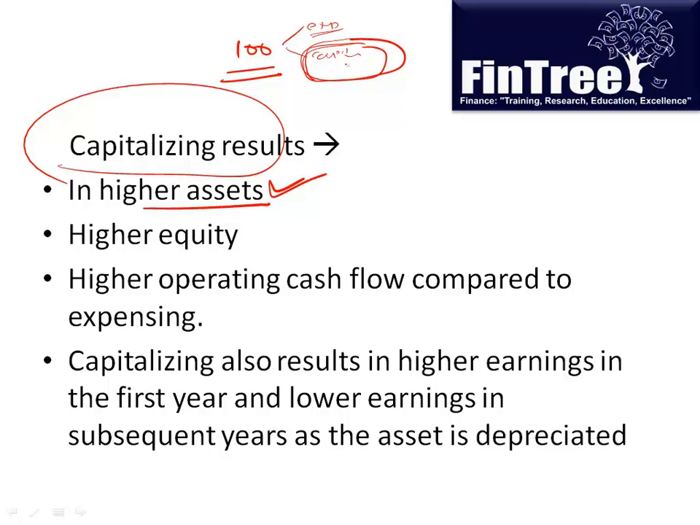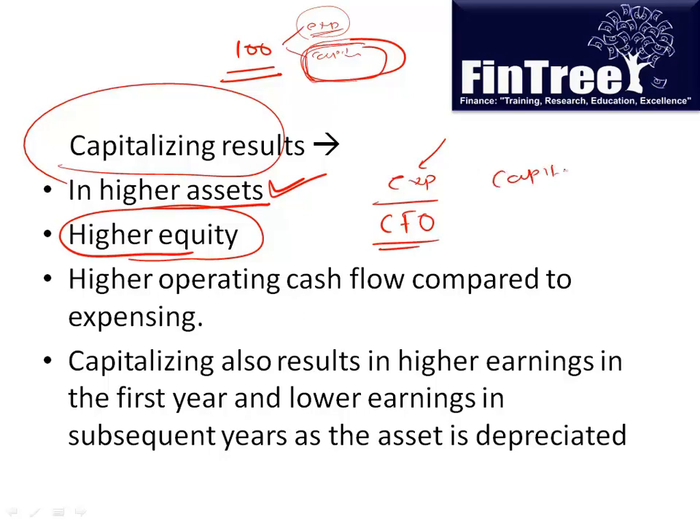The fact that you've capitalized means you have less expenses. Less expenses will mean more profit. Therefore, the amount of equity will be higher, because ultimately your profits add up to your equity. If I show it as an expense, it would be an outflow from cash flow from operations. But if I capitalize, it would be an outflow from cash flow from investments, because it's like purchasing an asset. Therefore, I get a higher operating cash flow compared to expensing.